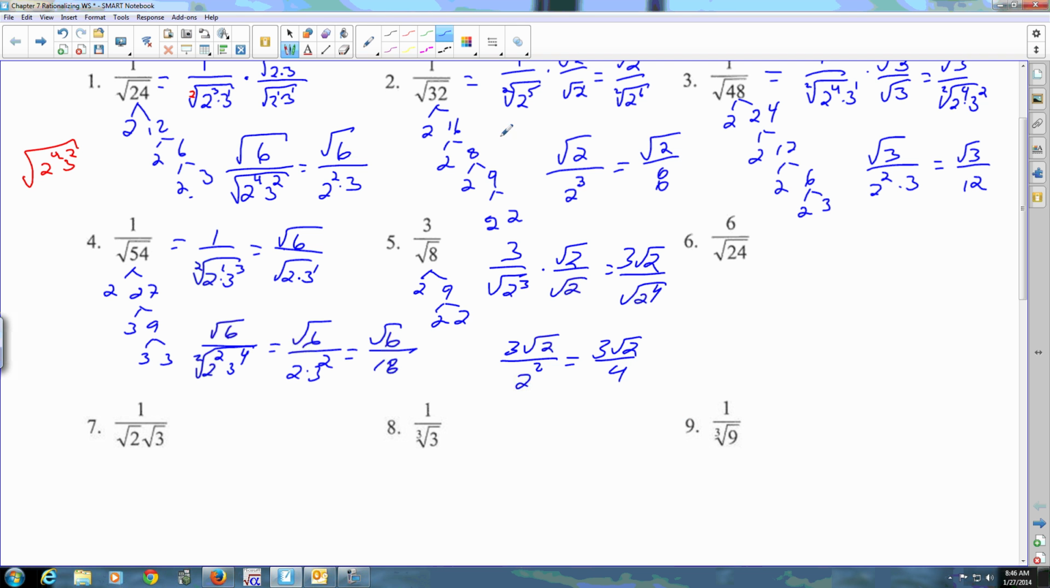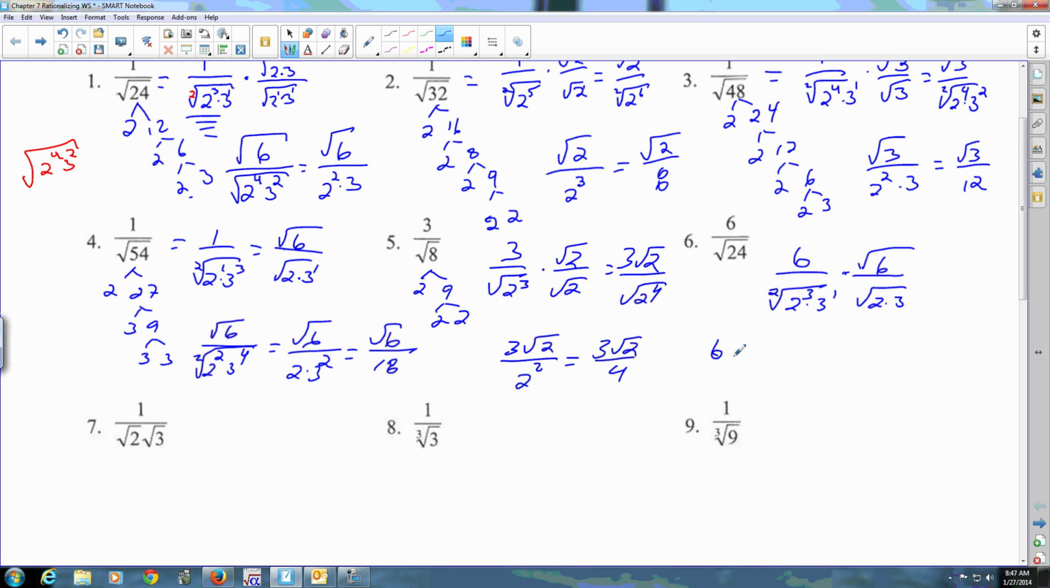Okay. 24 I did up here. That's 2 cubed times 3 to the 1st. So I have 6 over 2 cubed times 3 to the 1st. Again, we already did the prime factoring up here, so I'm just bringing it down. I need to multiply it by, again, what it needs, so the powers are multiples of the roots. I need to multiply it by 2 times 3, or 6. But I need one more 2, one more 3.